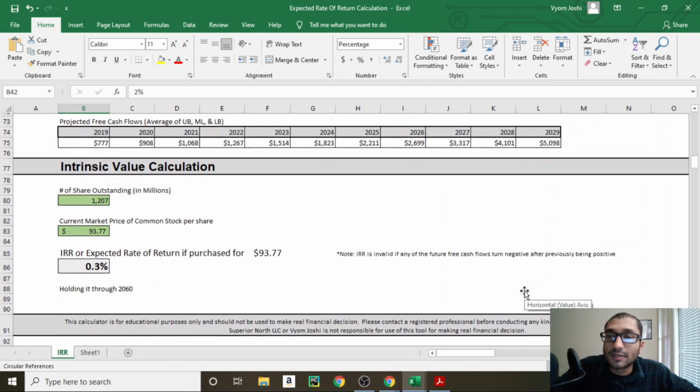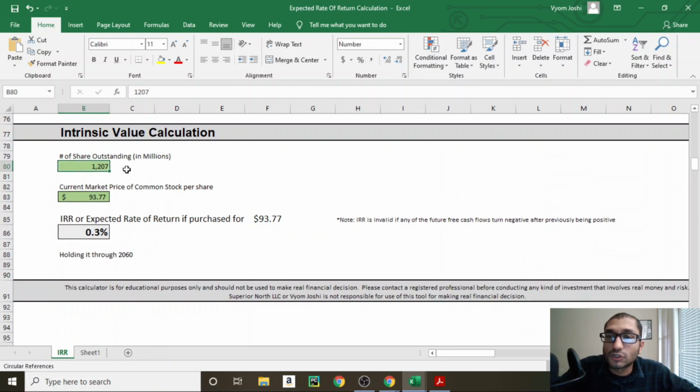After taking into account the number of shares outstanding, which is 1,207 million shares, at the current stock price of about $93.77 per share, we can expect to get a return of about 0.3% on this investment. What this means is if you were to purchase a share of AMD at the current stock price of about $93.77 per share and hold it through 2060, we can expect to get a return of about 0.3% on that investment.